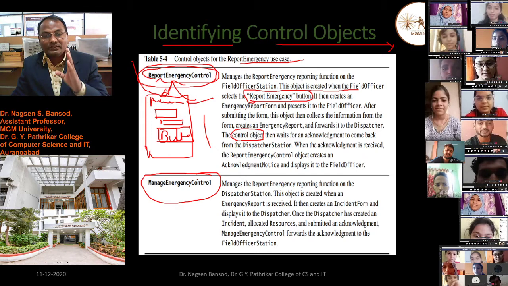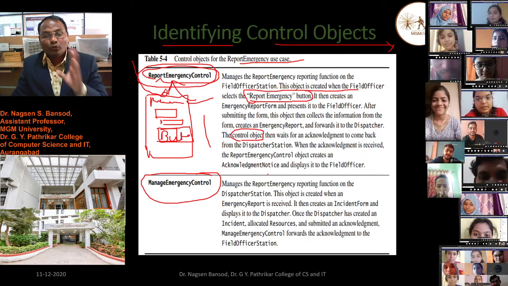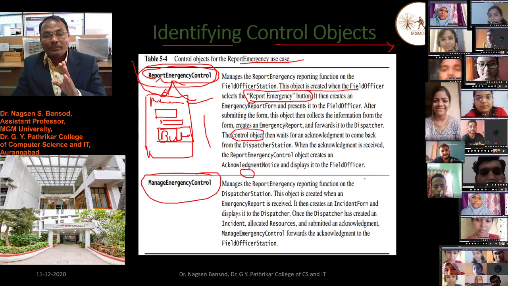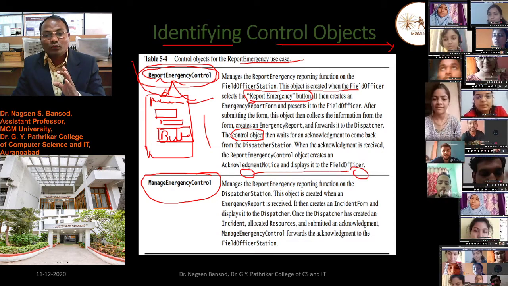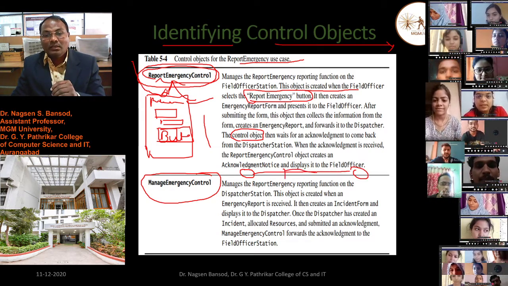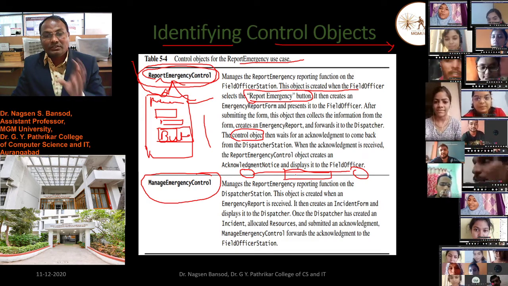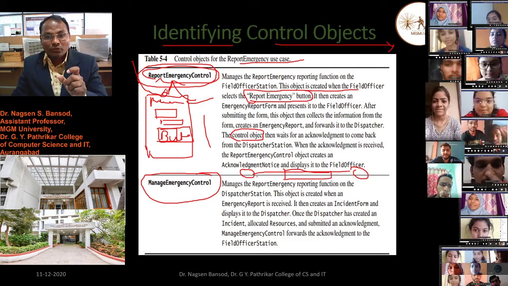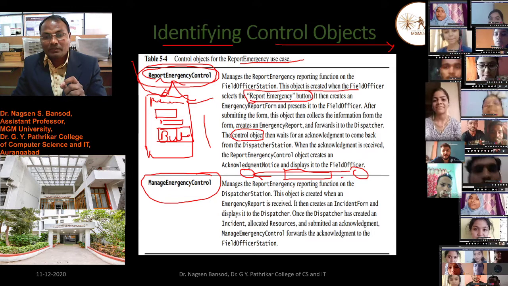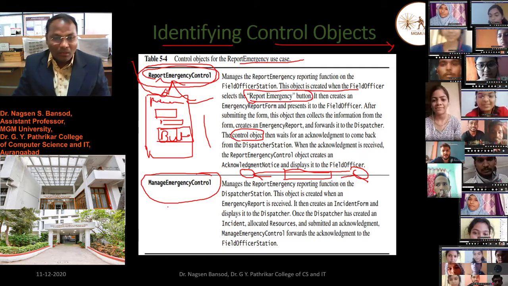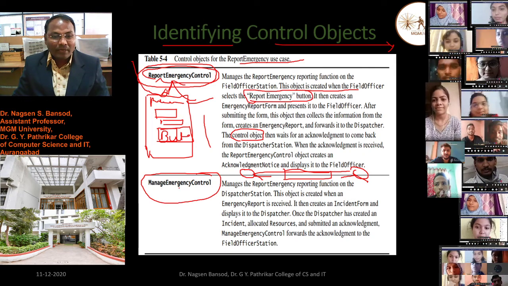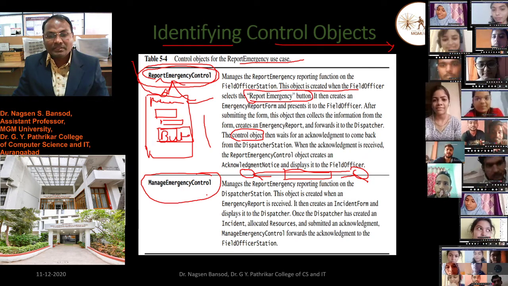You look at this table, there are two persons. One is the field officer and another one is the dispatcher. In between the two, there is the control object, to control these two persons or objects, the dispatcher and the field officer. Again, you can see the manage emergency control.